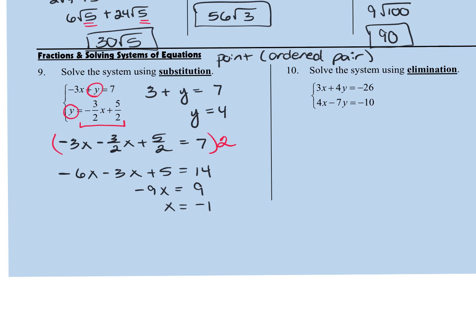Now remember, I said that our solution needs to be an ordered pair, so we want to write our final answer as that -1, 4, and that is our answer to that system of equations.